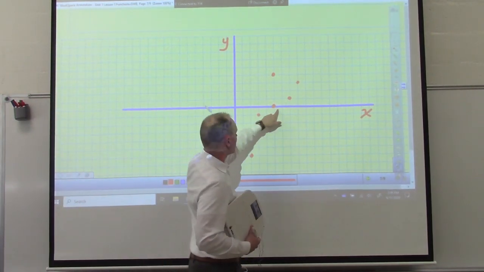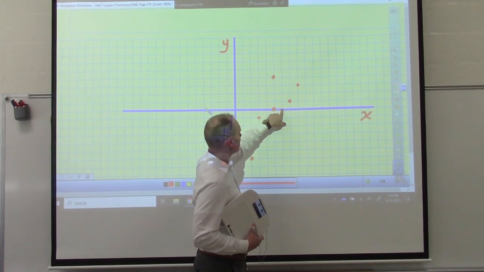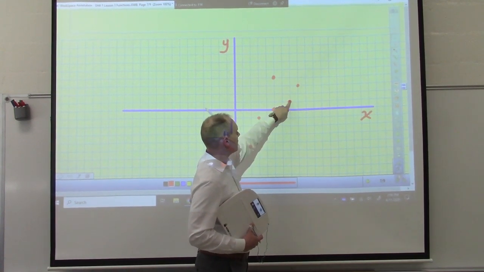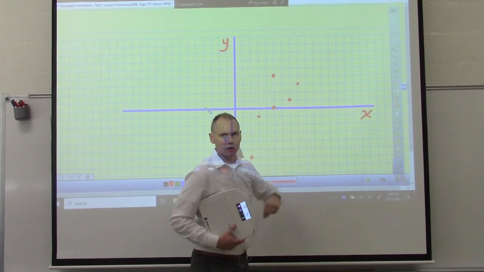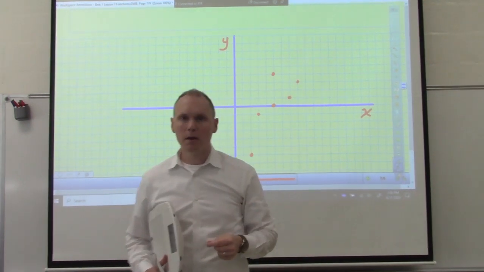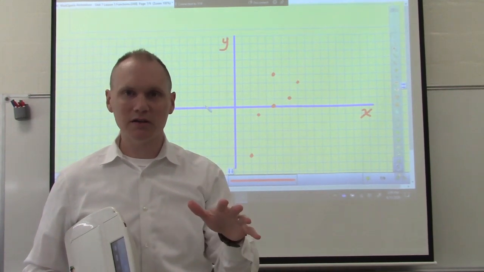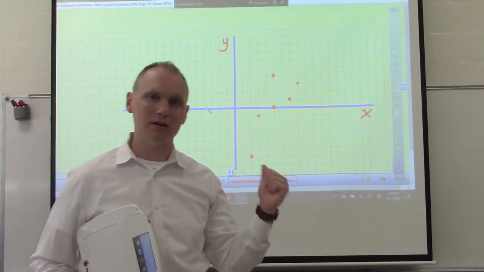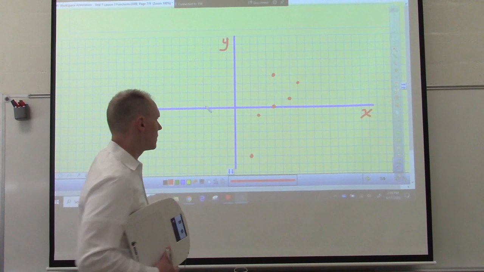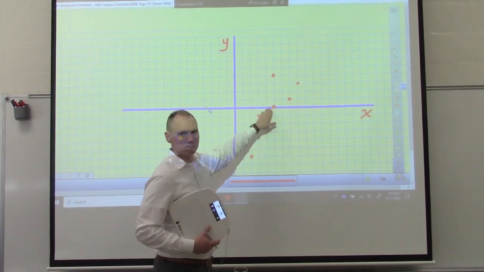And then if we go on, 6 doesn't have a value there. 7 is good. 8 is also good because there's only one output. But because 5 kind of messed things up for us, this is not a function. All right? Because of that right there.